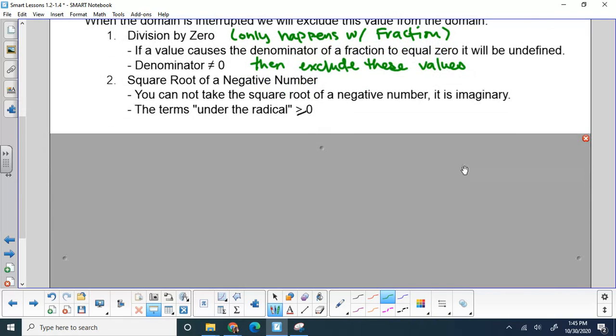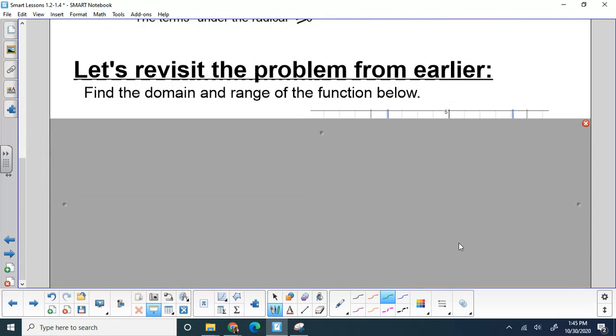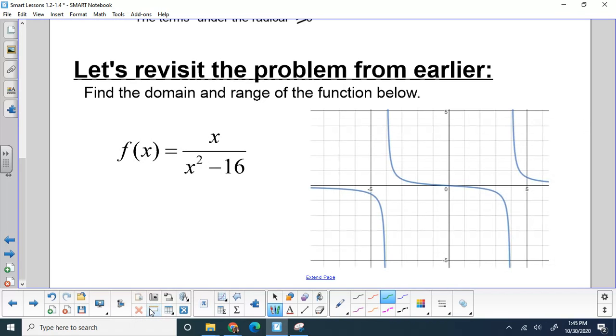All right, let's go ahead and revisit a problem from earlier. In this problem, I'm asking you to find the domain and range. Now, I've provided us with a graph here to help us out specifically for the range portion, but also to explain the other part. As I look at this, the first thing I note is that the domain is going to be broken up because I have a denominator. So if I want to algebraically show this, I'm going to say x squared minus 16 cannot equal 0.